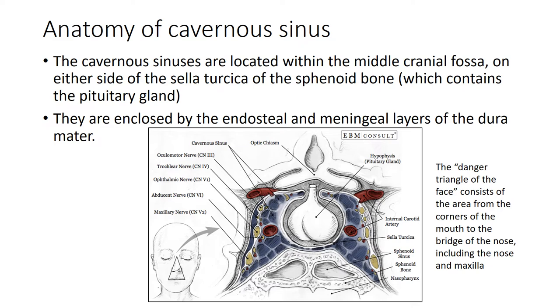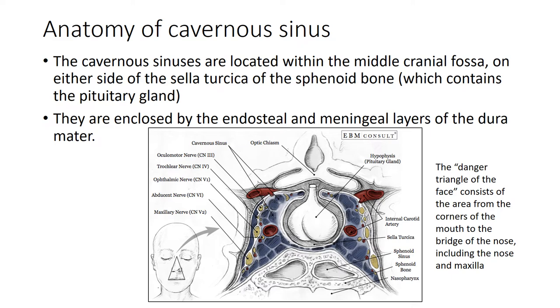So this is the cross section of the cavernous sinus. Here we can see the right and left cavernous sinuses are located on either side of the sphenoid sinus. And here we can see the right and left cavernous sinus are connected by the intercavernous sinus. And there are a number of important structures inside the cavernous sinus. For example, we have the oculomotor nerve, trochlear nerve, ophthalmic nerve, abducens nerve, maxillary nerve, and also internal carotid artery.